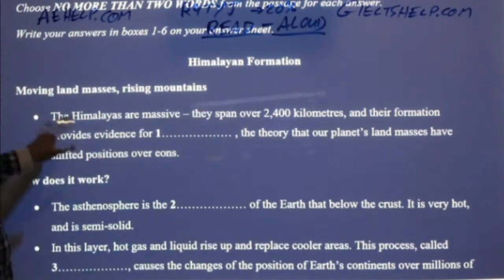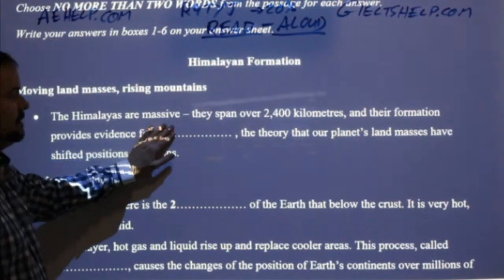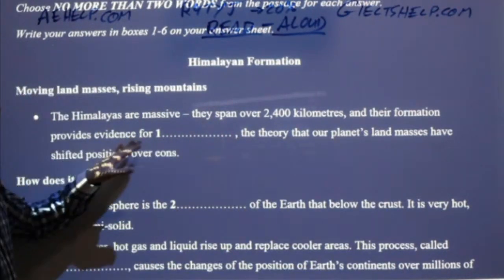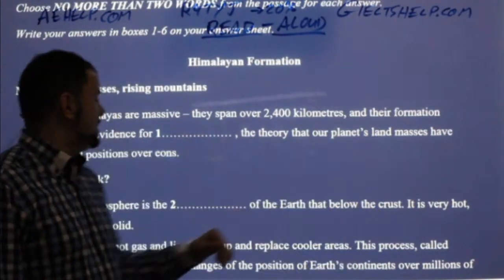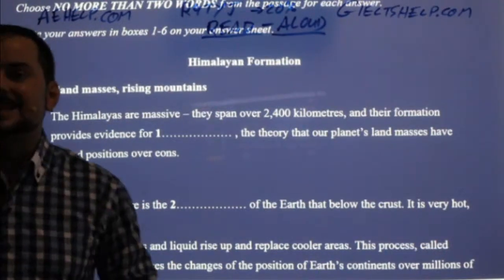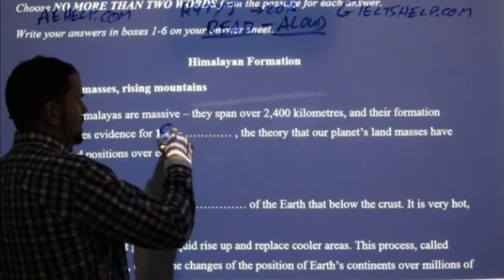Himalayan formation, moving land masses, rising mountains. The Himalayas are massive. They span over 2,400 kilometers, and their formation provides evidence for something: the theory that our planet's land masses have shifted positions over time. What's that? Ferdov says it's continental drift. Yeah, they mentioned this about 3-4 times.